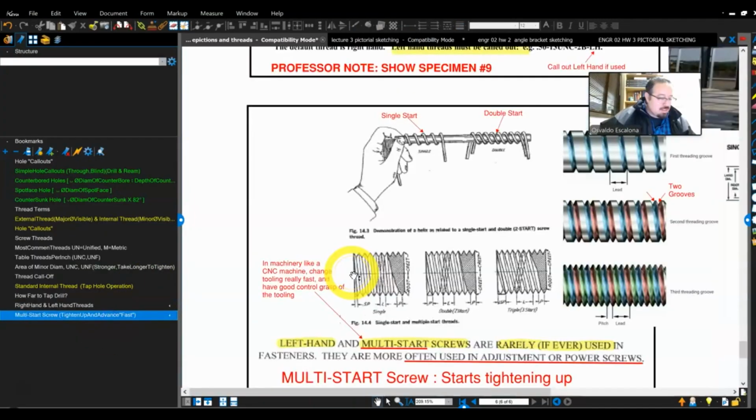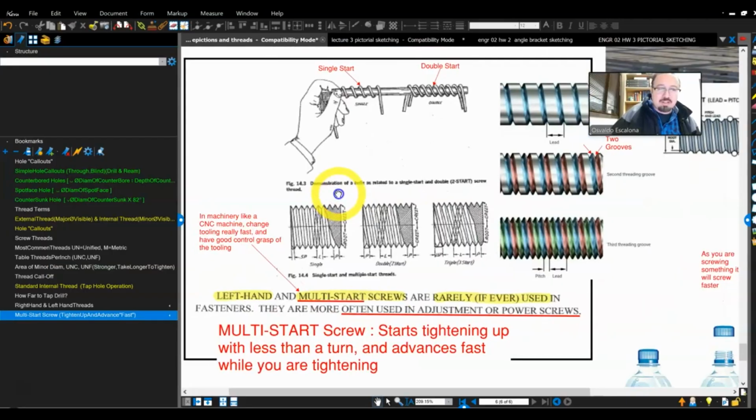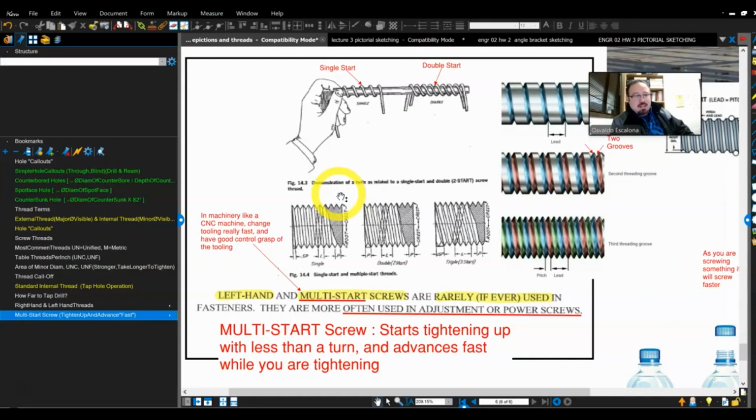Final, multi-starters. That will be a good introduction. I mean, there are many things to talk about this, but very good introduction. You have a multi-start, and a single start, and a double start, a triple start, and the quadruple. We call it multi-start, but you can call it single start, double start, triple start.